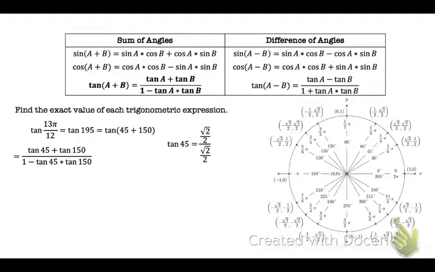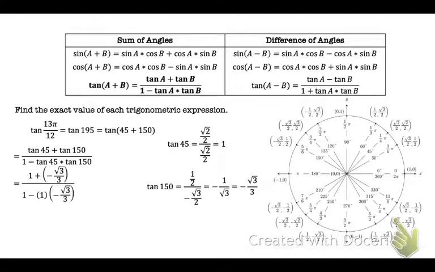Well, the tangent of 45, remember, that's the y divided by the x. So that just equals 1. That one's easy. Tangent of 150, that's going to be 1/2 divided by negative square root of 3 over 2, which is 1 over this negative square root of 3 over 2, which is negative square root of 3 over 3. Okay, so let's plug that in.